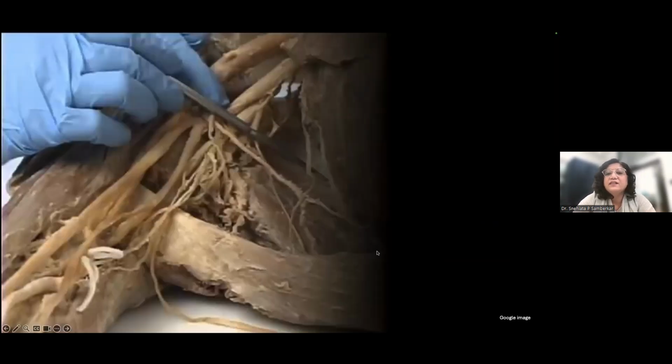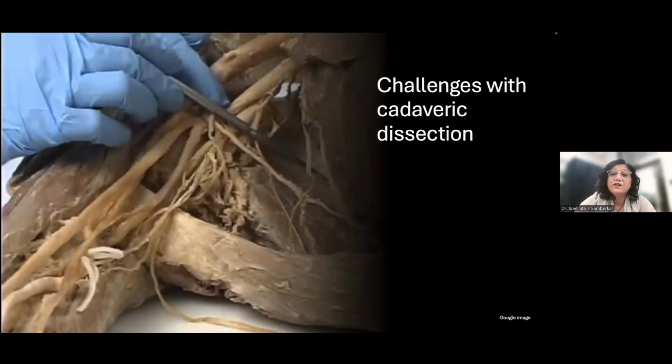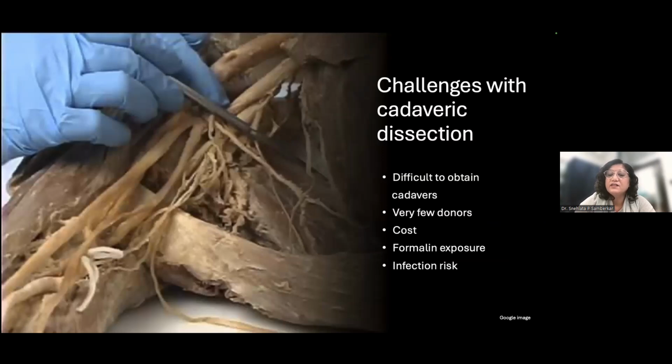Now, traditionally, dissection was a standard method in anatomy education. Students used to dissect human cadavers under the guidance of experienced anatomists. But now we face challenges with cadaveric dissection. It is difficult to obtain cadavers, as there are very few donors. There is a high cost in maintaining the cadavers. Then formalin and other chemicals used in preserving cadavers pose a health risk to students and lecturers. And although rare, there is still a potential risk of infection from cadaveric tissue.